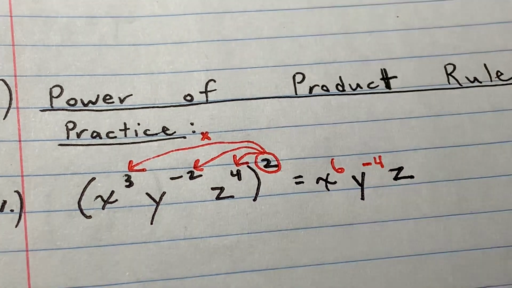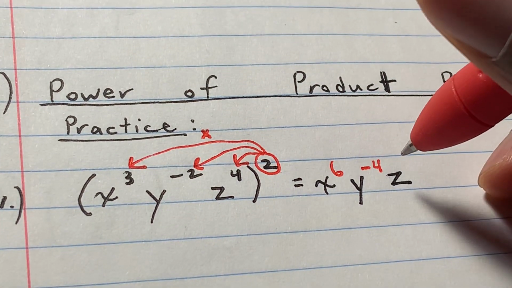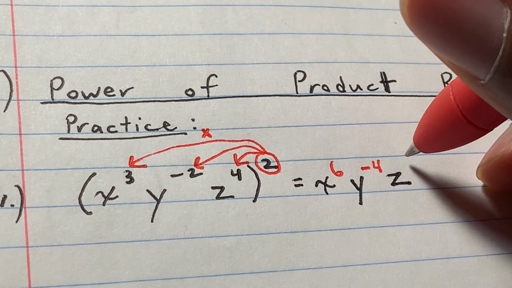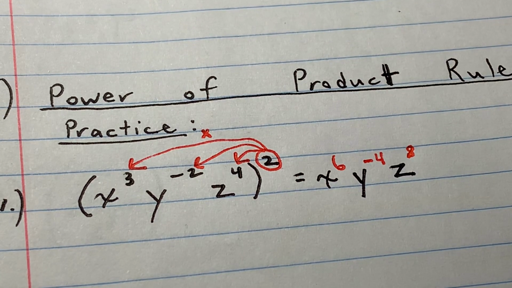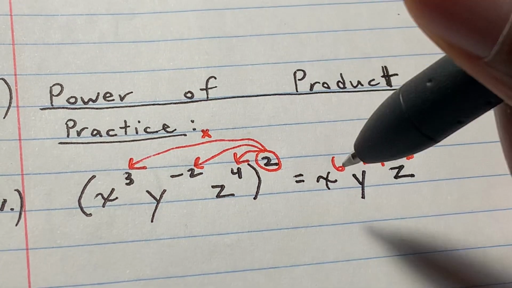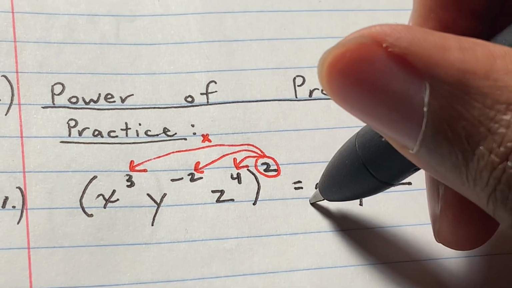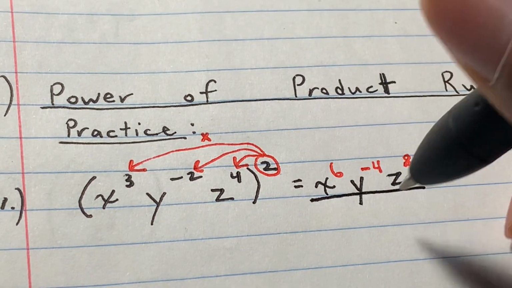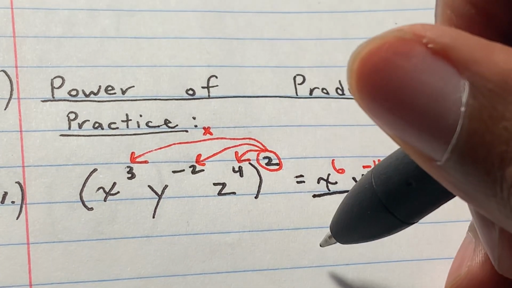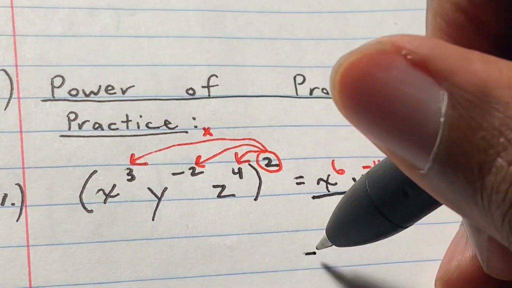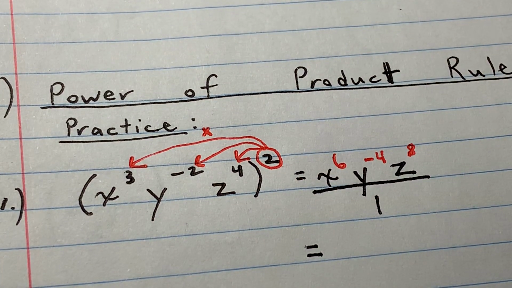And 2 times 4 gives me z to the 8th. Very good, ladies and gentlemen. Now, once again, I see a negative exponent. I'd like you to give me an answer without a negative exponent. What do we do? We put the whole thing over 1. And then in my final answer, what stays on top and what drops to the bottom?